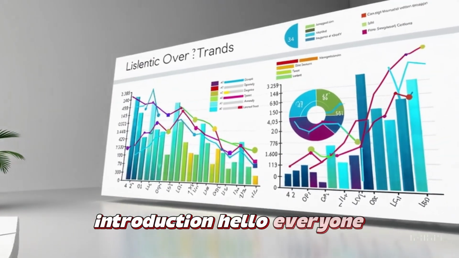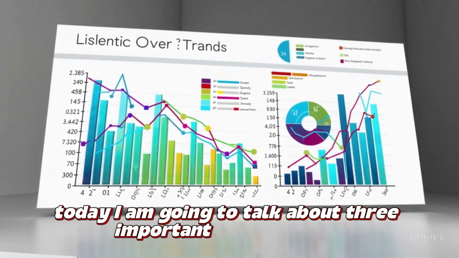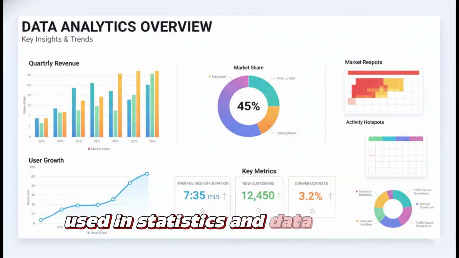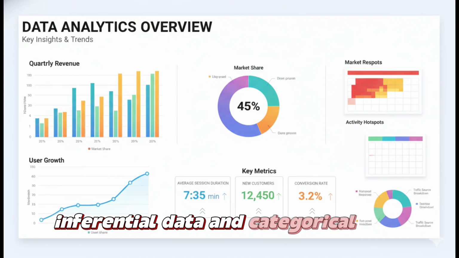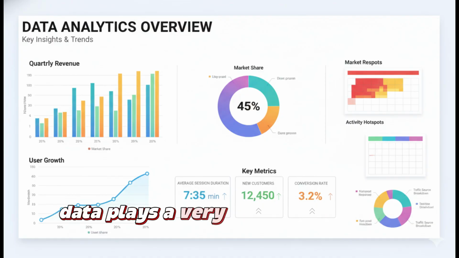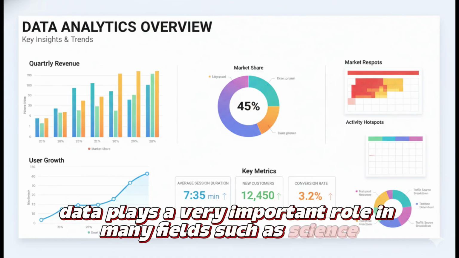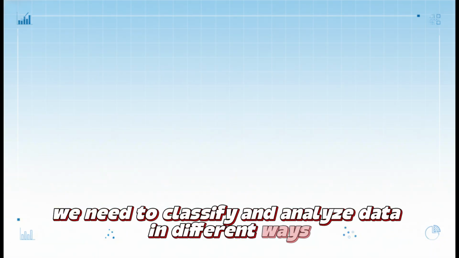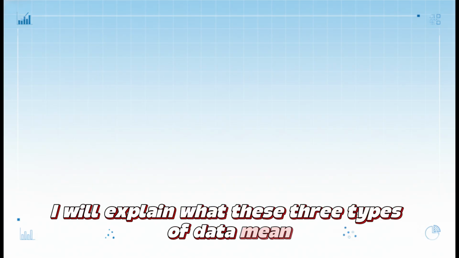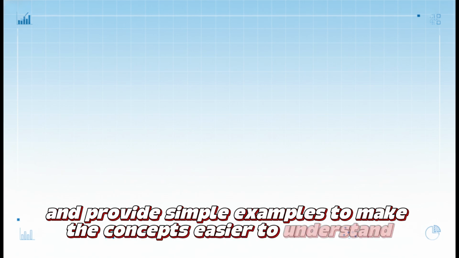Introduction. Hello everyone. Today I am going to talk about three important types of data used in statistics and data analysis. These are descriptive data, inferential data, and categorical data. Data plays a very important role in many fields such as science, medicine, business, and technology. In order to understand information correctly, we need to classify and analyze data in different ways. In this presentation, I will explain what these three types of data mean, how they are used, and provide simple examples to make the concepts easier to understand.